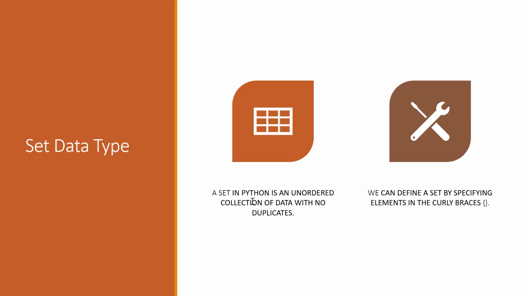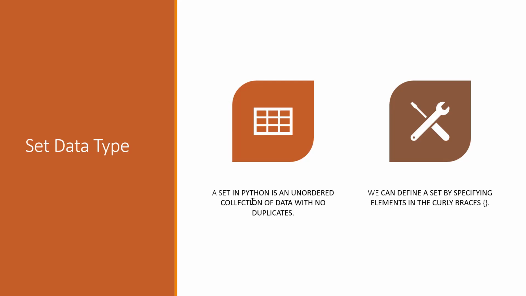So unlike list and tuple, a set in Python is an unordered collection of data with no duplicates. So list and tuples are ordered data types in Python. It means it will stay in the order that we define, but sets on the other hand are unordered data types. It means the order in which we define a set will not matter.